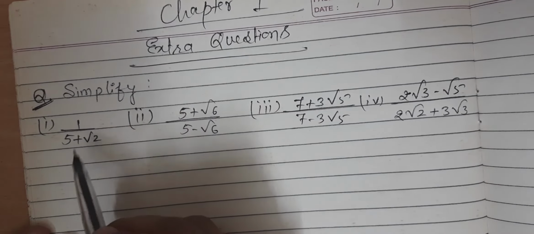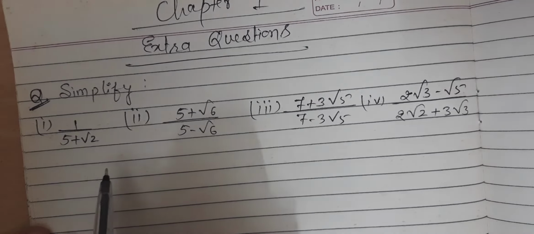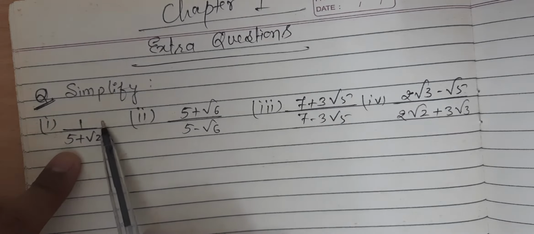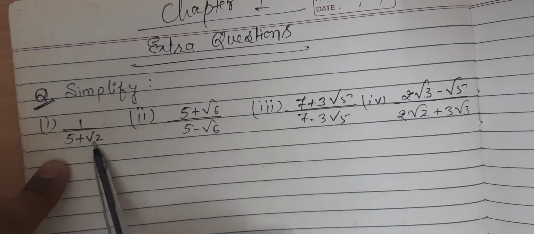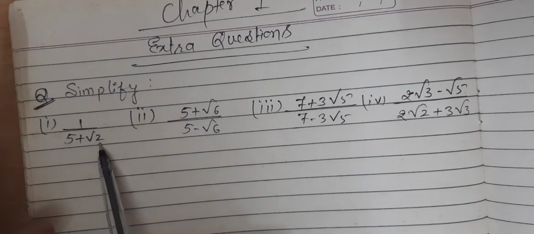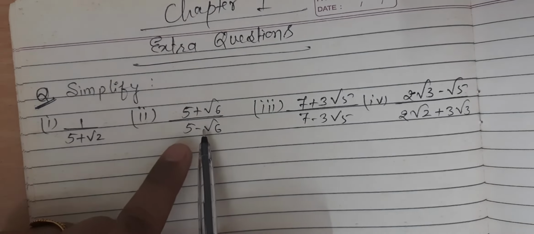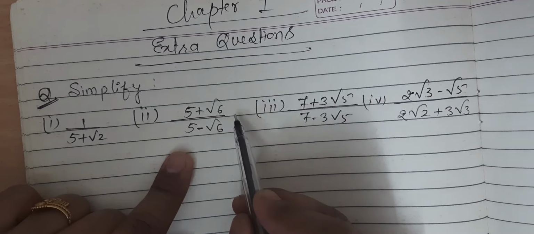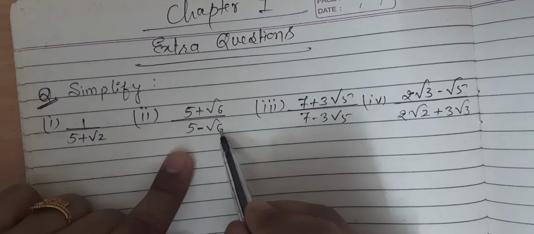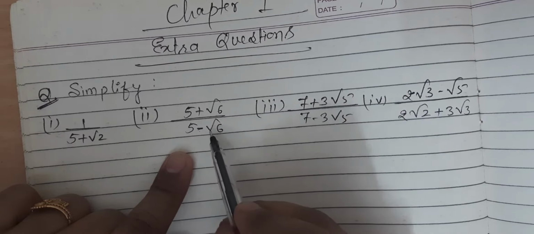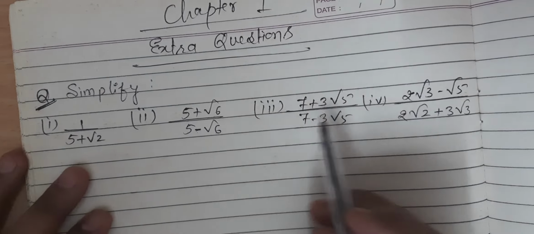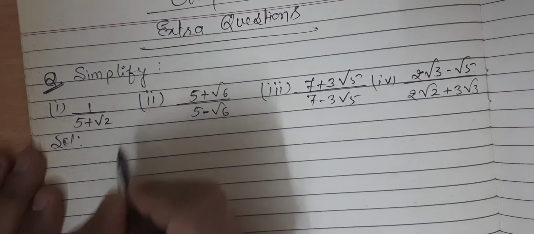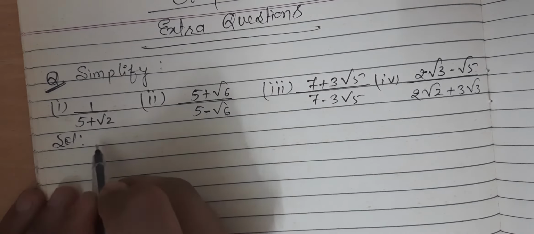Now, if you see question number 1, you will find that we have done this type of question. Here we have 1 in the numerator, so we'll multiply by 5 minus root 2, as well as divide by 5 minus root 2, and we will simplify. We have done this type of question. And this type of question also we have done the same way. We'll multiply by 5 plus root 6 and divide by 5 plus root 6. But we have not done this type of question. Still, I will solve question number 1 and 2 in brief.